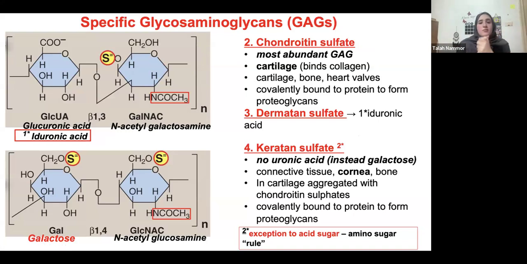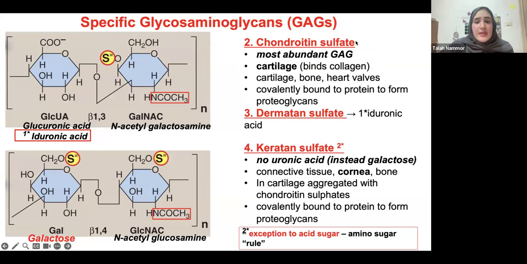If anyone asks you what's the most abundant GAG, chondroitin sulfate, okay? And it's really, really important in cartilage. By the way, people who have problems in their joints usually take chondroitin sulfate as a supplement because they think it will help them. And it does, because chondroitin sulfate is found in huge amounts in the cartilage, bone, heart valves, everywhere.